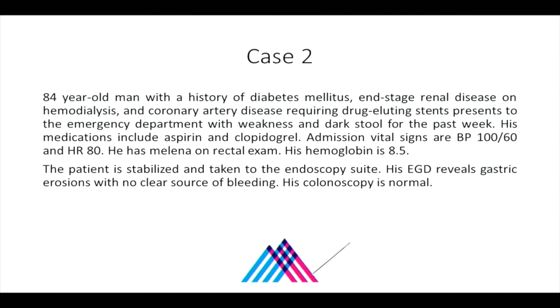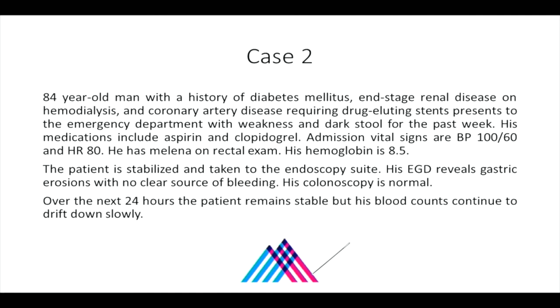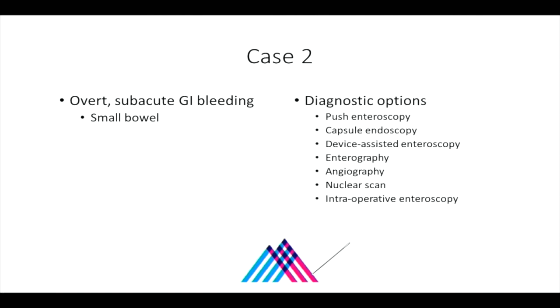His EGD reveals some gastric erosions, but no clear source of bleeding, and his colonoscopy is normal. Over the next 24 hours, the patient remains stable, but his counts continue to drift down slowly. So this patient has overt subacute GI bleeding, which we can be pretty confident is from a small bowel source based on our normal upper and lower exam. So what diagnostic options can we offer this patient?